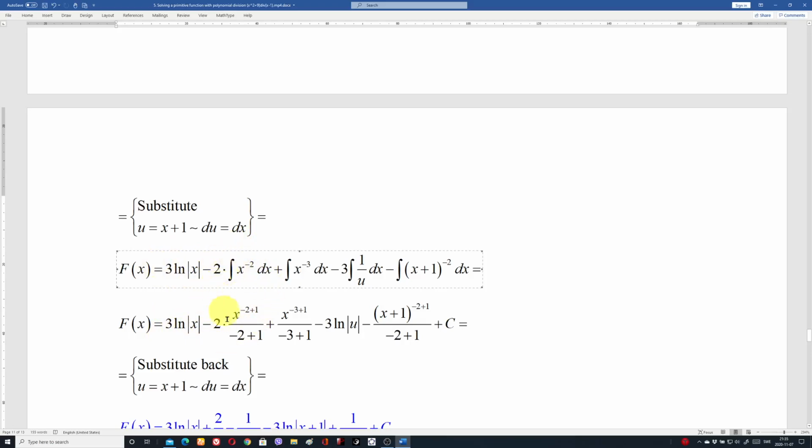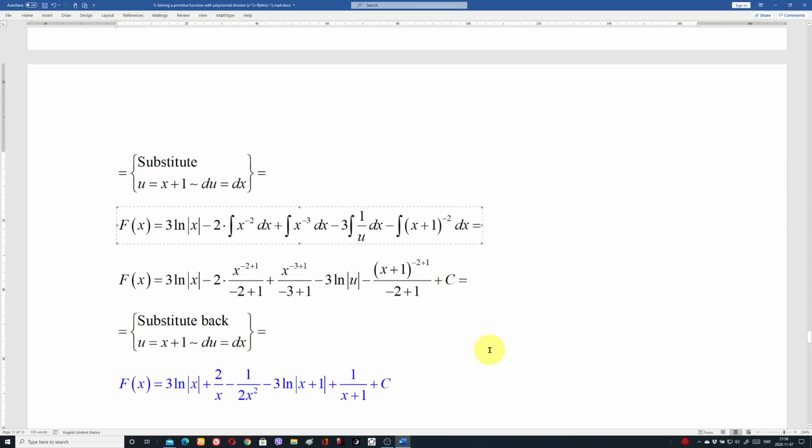The second integral gives the x to the first one. The second we have x minus 2 plus 1 divided by minus 2 plus 1. Plus this one gives x minus 3 plus 1 divided by minus 3 plus 1, and this one here gives the minus 3 ln u minus x plus 1 power minus 2 plus 1 divided by minus 2 plus 1 and plus some constant c.